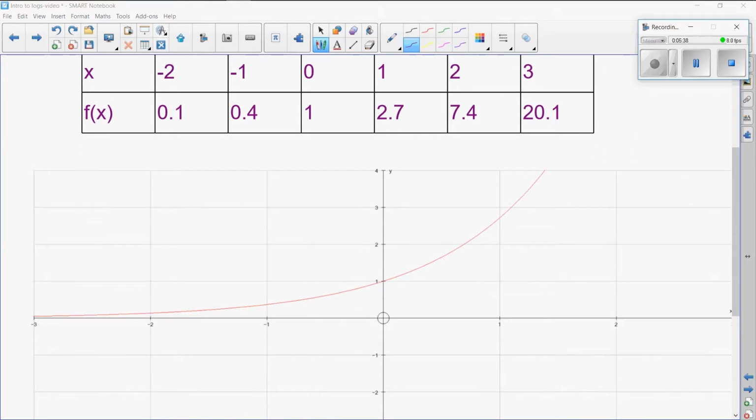So here we have the sketch of f of x equals e to the x. And it is an exponential graph. It has a y-intercept at x is 0 and y is 1. It has an asymptote along the x-axis, so your asymptote is the line y equals 0.